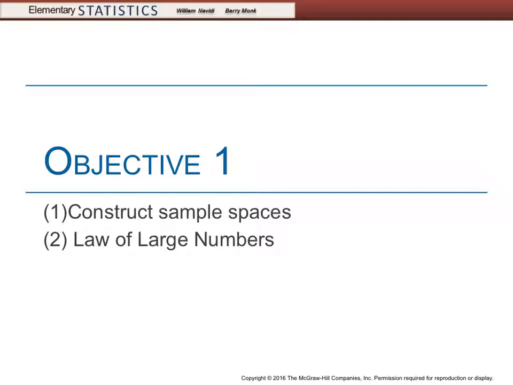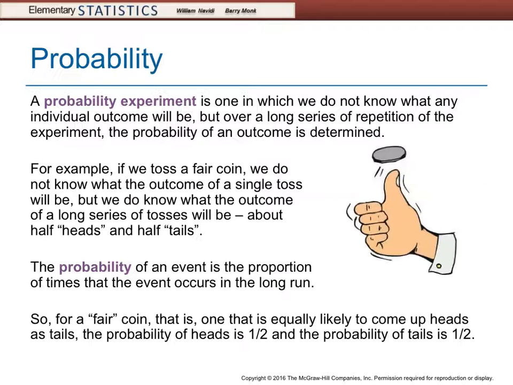Objective 1, construct sample spaces and understand the law of large numbers. So we start out understanding what probability is. It's the chance of an event occurring. A probability experiment is one in which we do not know what any individual outcome will be, but over a long series of repetitions of the experiment, the probability of an outcome is determined.